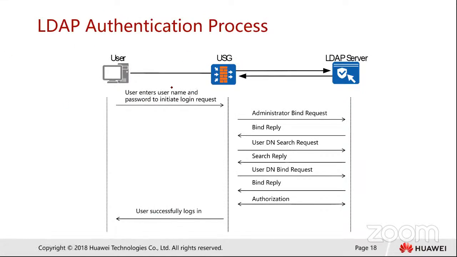So its authentication process is as follows. The user enters the username and password to initiate the login. When the server receives them, the administrator bind request goes to the LDAP server, and it responds with a bind reply. Then it will send the DN search request, which we said directly represents an entry in the DIT, the directory information tree, and then the reply will come through. Then they will bind the user directory entry to the request, and the bind will come back, then the authorization will take place, and finally the user will be logged in successfully.